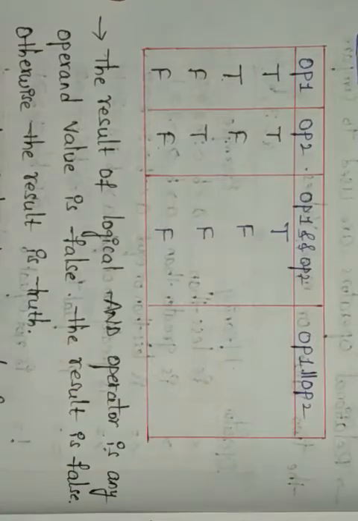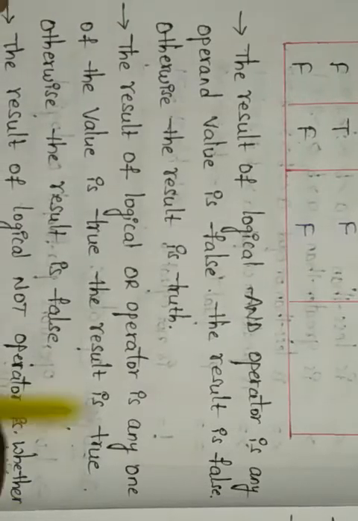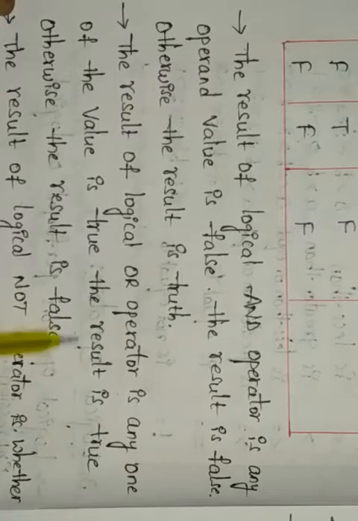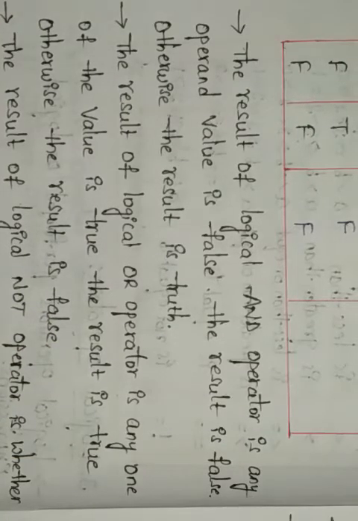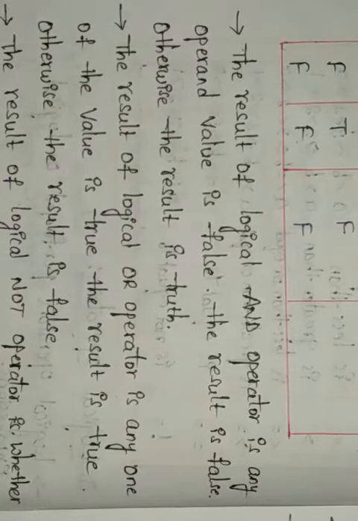And next we have the OR operator. For the logical OR operator, if any one of the values is true, the result is true. At least any one of the values needs to be true, then you will get the result true. Otherwise it shows the result as false.